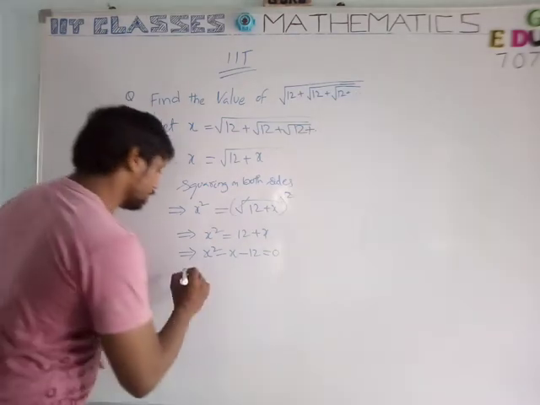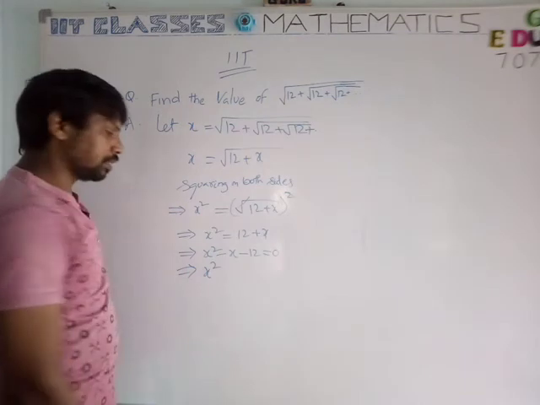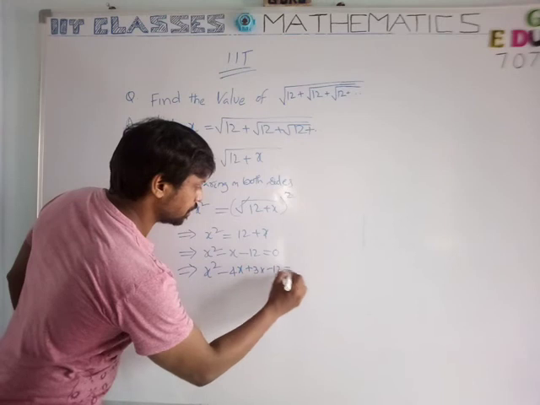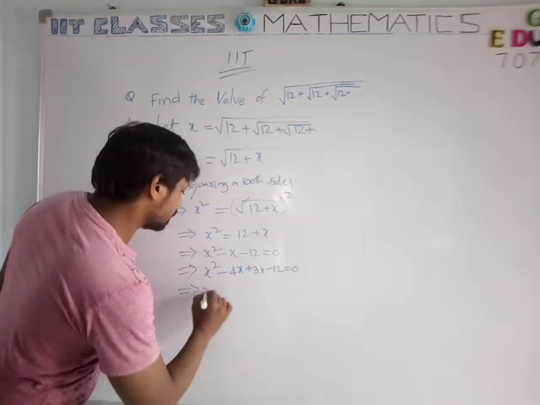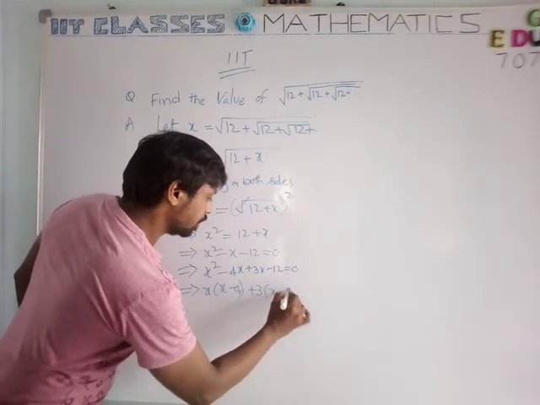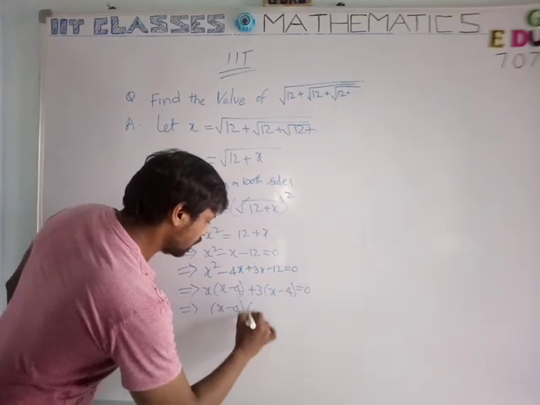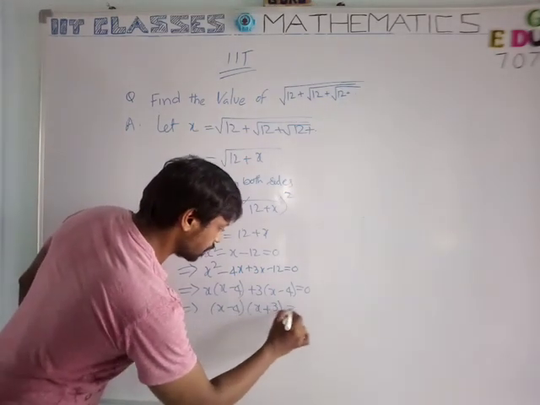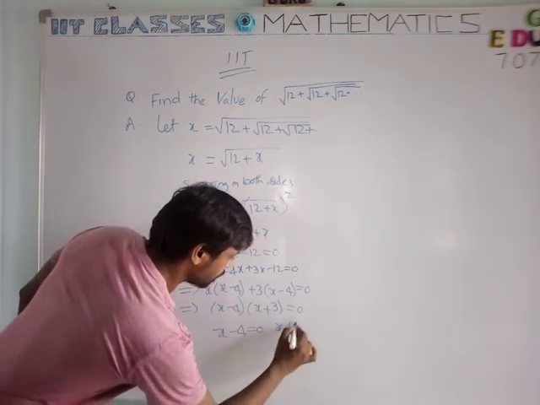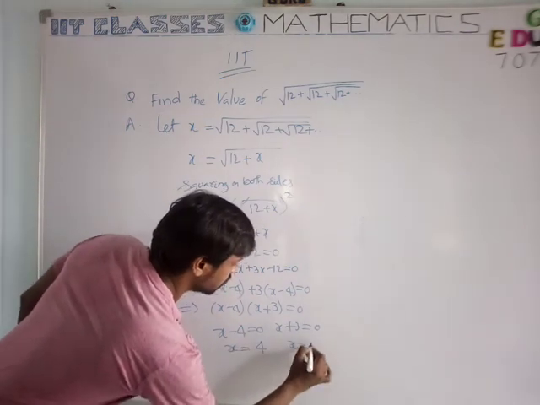Do factorization. In x square minus x minus 12, the factors of 12 are 3 and 4, so x square minus 4x plus 3x minus 12 equals 0. Here x is common, x minus 4, plus 3 common, x minus 4. Therefore x minus 4 is common, x plus 3 equal to 0. Therefore x minus 4 equal to 0 and x plus 3 equal to 0. Therefore x equal to 4, x equal to minus 3.